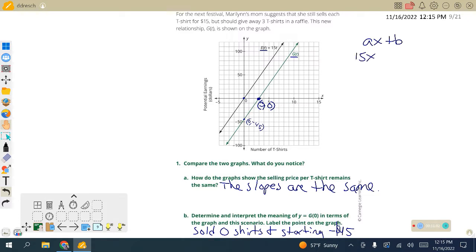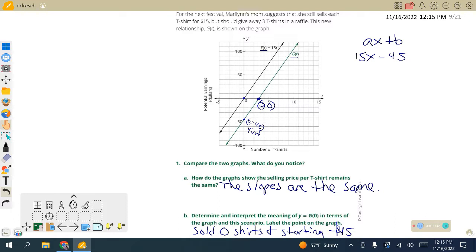But is my graph, my green graph, starting at the origin again? No, where is it starting off at? Way down here at negative 45. Again, we call that specific point the y-intercept. It's across the y-axis at that location. So we put a minus 45 right there. So we've done it before. It's just now an application with it.